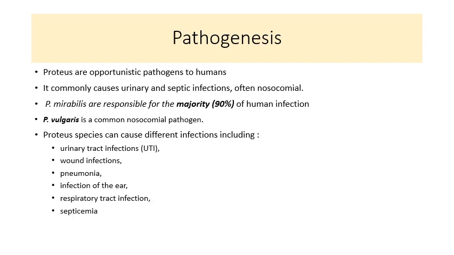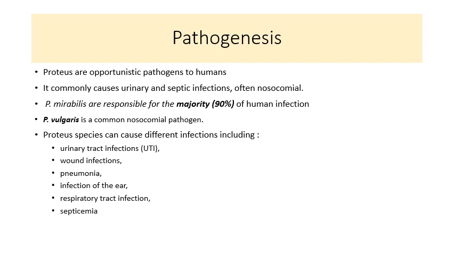Proteus pathogenesis. This bacterium is an opportunistic pathogen to humans, as it is a member of the normal human microbiota. They are one of the common causes of urinary tract and also septic infections, and the infections tend to be nosocomial. Mirabilis species are responsible for the majority of human infection cases, 90%, while vulgaris is often considered a common cause of nosocomial infection.